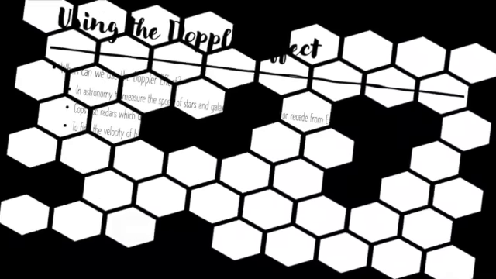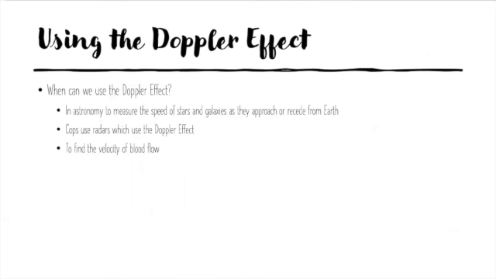So what does the Doppler effect actually tell us, and how is it useful? Astronomers use it to measure the speed at which stars and galaxies are either approaching or receding from the Earth. Cops use radars which rely on the Doppler effect to detect the speeds of passing cars. You can thank the Doppler effect for any past or future speeding tickets. The medical field also uses the Doppler effect to measure the velocity and direction of blood flow.